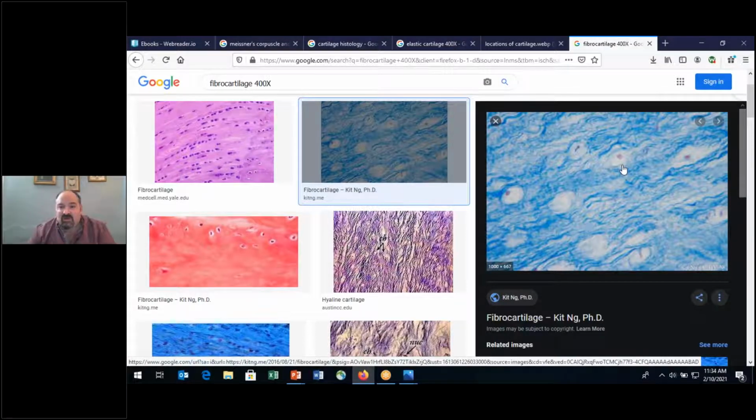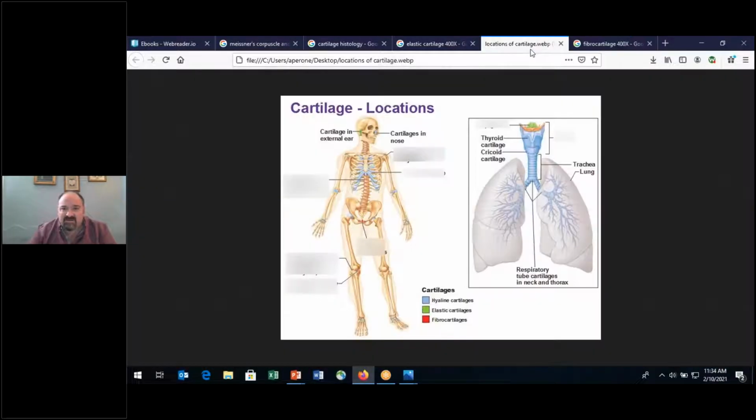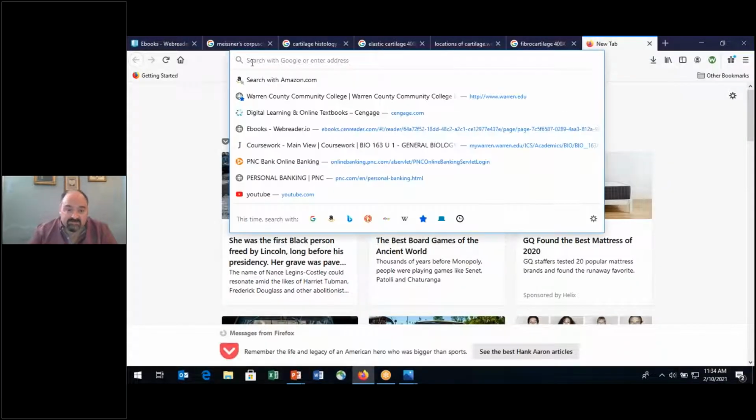So fibrocartilage is present in areas that really need very durable, very tough cartilage. The meniscus, the discs, the pubic symphysis, the TMJ, all fibrocartilage. Okay. Now we go to the last one, which would be hyaline cartilage.